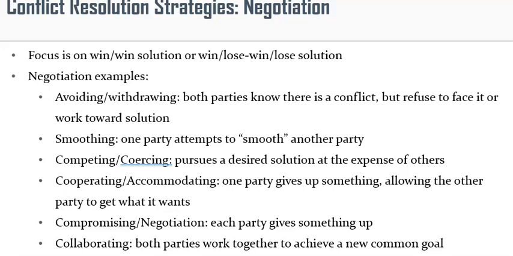Next is cooperating or accommodating. One party gives up something, allowing the other party to get what it wants. This is the opposite of competing. The original problem might not actually be resolved. This is a lose-win situation.